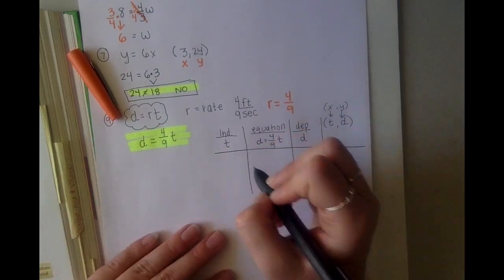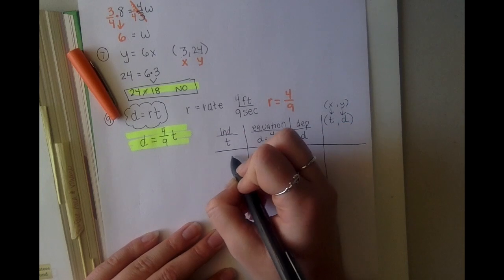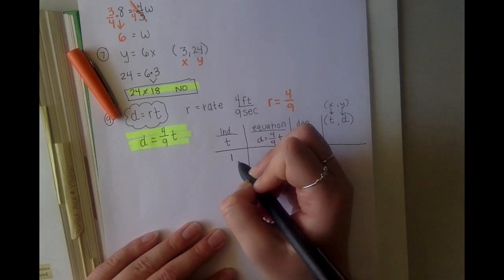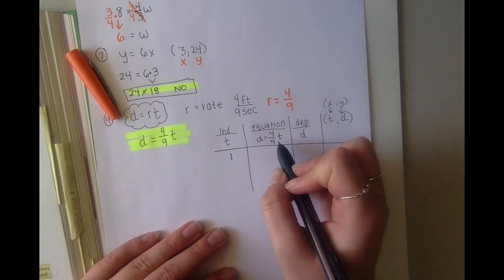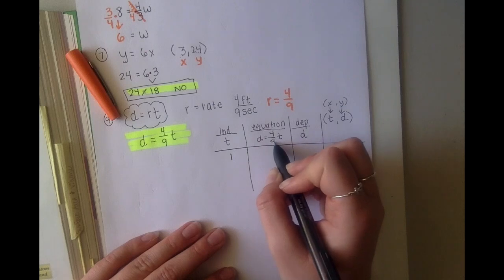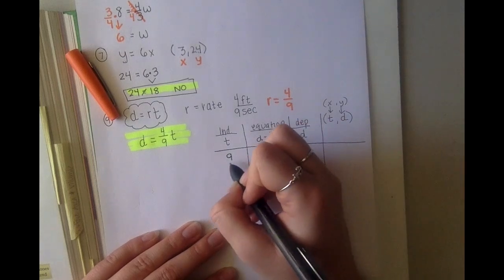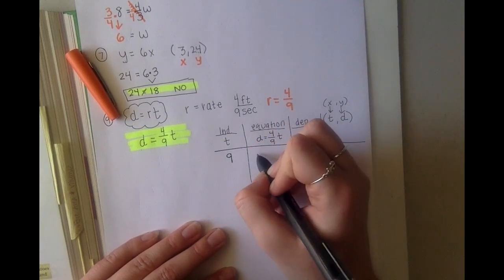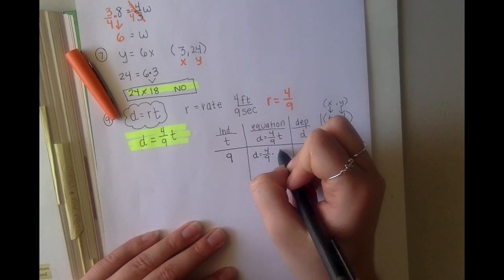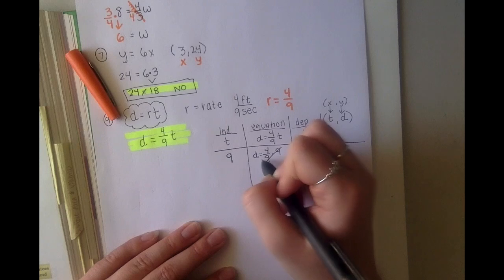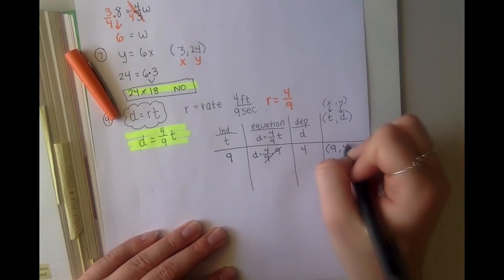So let's say if I go for my time, I plug in 1 second. Or really, what would actually be smart, what times 4/9 would give me a nice number? Let's try 9 seconds. What if I plug in 9 seconds? Well, if I plug in t as 9, my distance will equal 4 over 9 times 9. Well, my 9's will cancel out, so my distance will equal 4. So here's my first ordered pair of 9, 4.